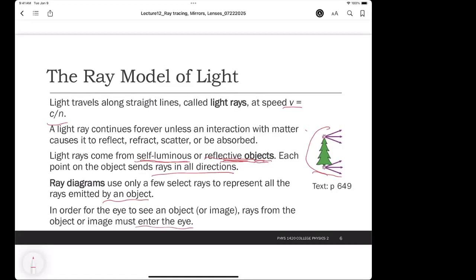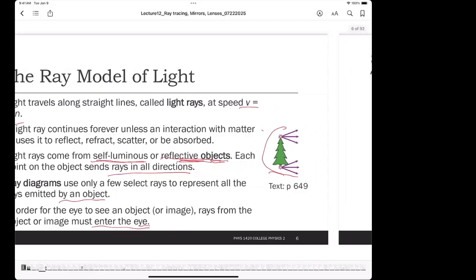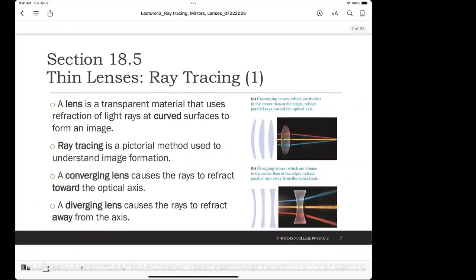Yeah, we'll talk about this. If the light didn't enter the eye, which means you cannot see it. This is the ray model of light. This is what we mainly talk about in this class. In this class, we will continue to talk about the ray model of light.